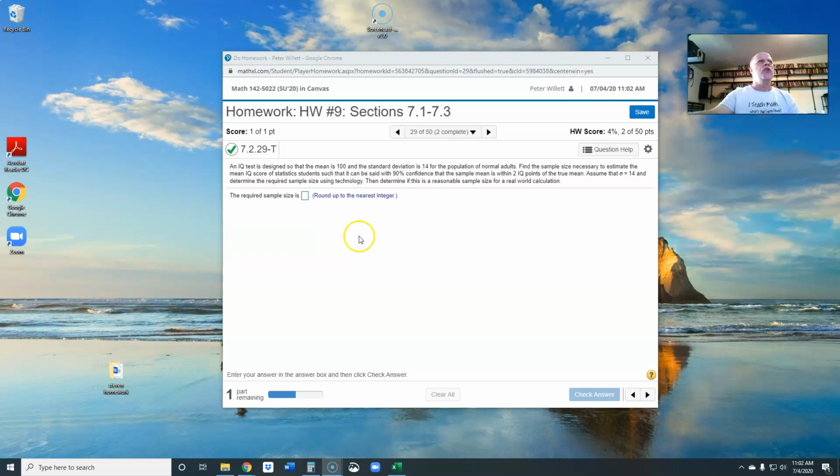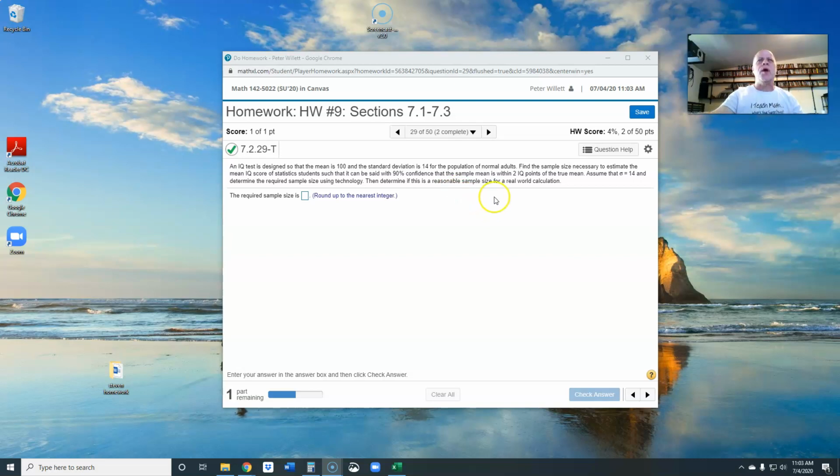So I'm looking at a problem here, looks like number 29 from the homework set. And it says an IQ test is designed so that the mean is 100 and the standard deviation is 14 for the population of normal adults. Find the sample size necessary to estimate the mean IQ score of statistics students such that it can be said with 90% confidence that the sample mean is within 2 IQ points of the true mean. It says assume that the sigma value is 14 and determine the required sample size using technology. Then determine if this is a reasonable sample size for a real-world calculation.